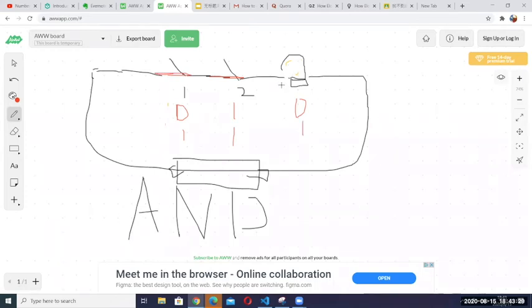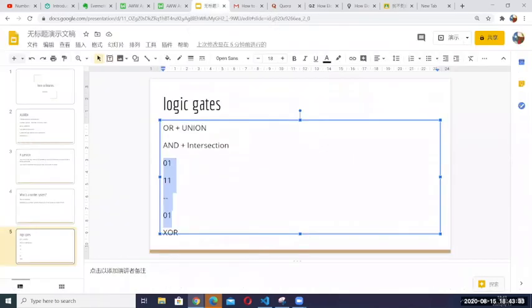XOR is a bit more complicated. It is built with OR and AND. Let me show you how XOR works. In XOR, only if there's one of them that is 1, you will result in a 1. So you could only have one of them as 1.